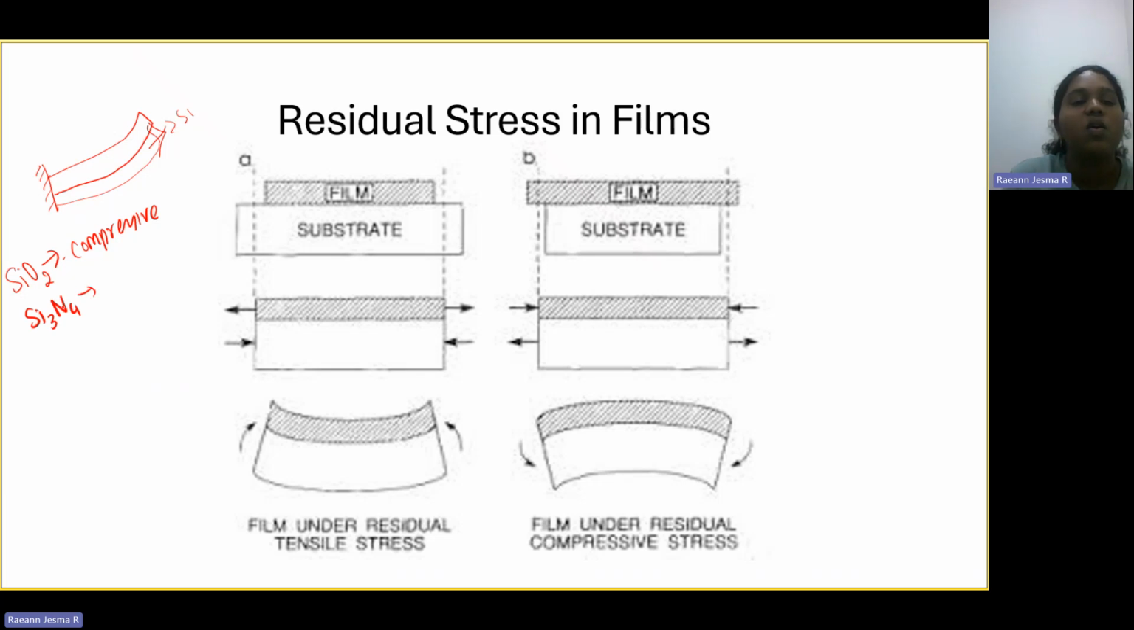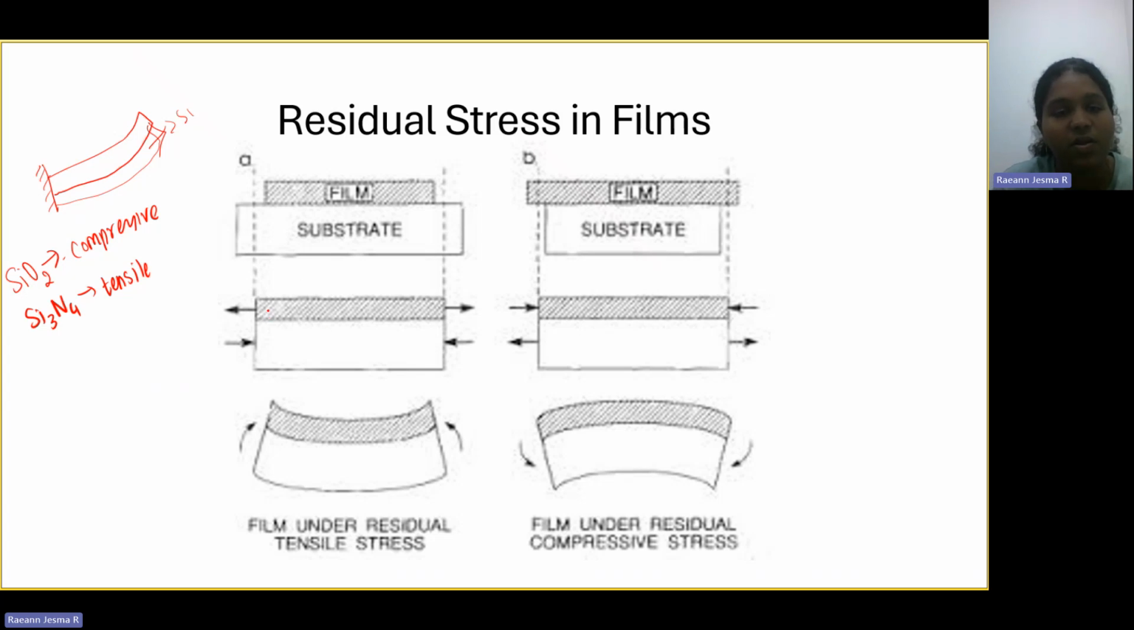Tensile stress means it has positive stress. In this case, your film wants to expand, but it is not being allowed. Sorry, it is being stretched. When your film is on the substrate, it is being stretched. So when you release the substrate, your film will try to contract. So your cantilever will bend, something like this.